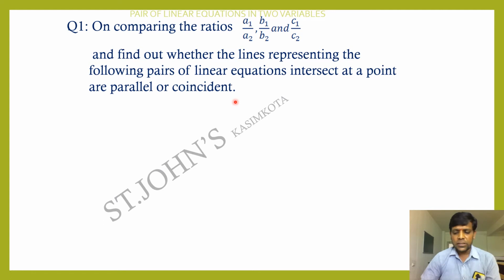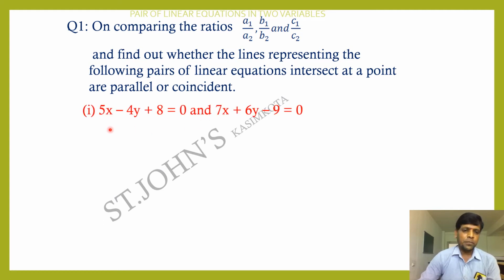So question number 1. What are the given equations? 5x minus 4y plus 8 equal to 0. And the second one, 7x plus 6y minus 9 equal to 0. So these two are the given equations. So we have to write a1, b1, c1 and a2, b2, c2.